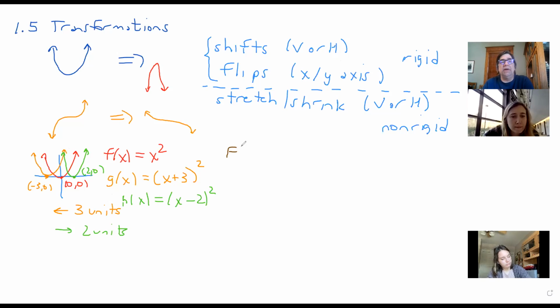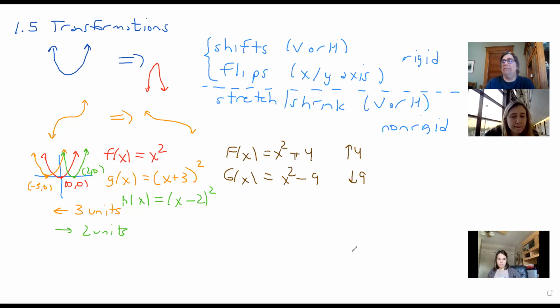Fortunately, vertical shifts work the way you would expect them to work. So I say, what is the graph of x squared plus 4 going to look like? It's the graph of x squared moved up 4 units. What's the graph of x squared minus 9 going to look like? That's the same graph of x squared moved down 9 units. So the two vertical shifts work exactly as you expect them to, equation-wise, picture-wise. For the equations for the horizontal, gotta be a little careful. X plus 3 goes to the left, x minus 2 goes to the right.